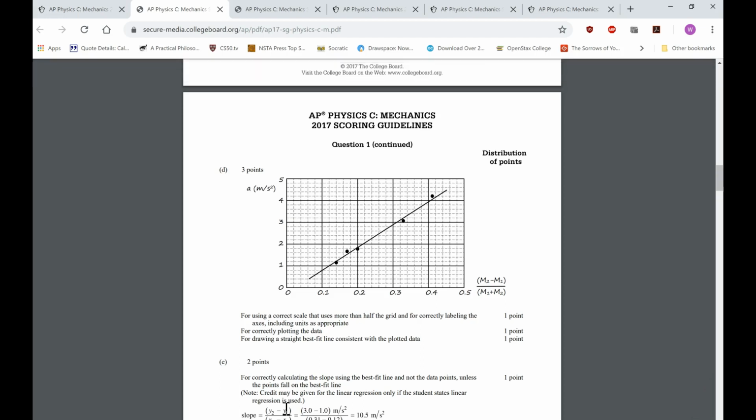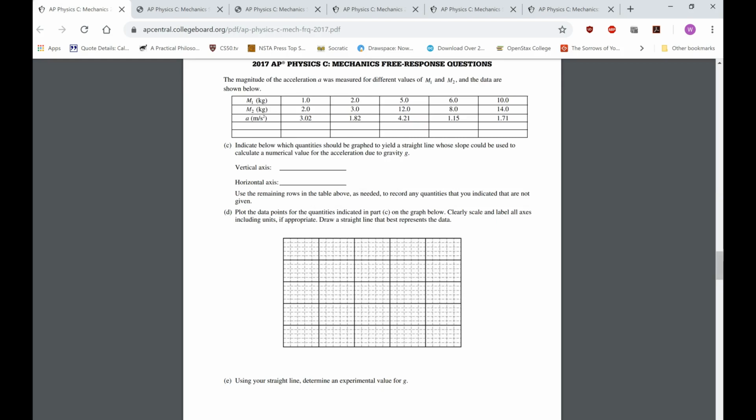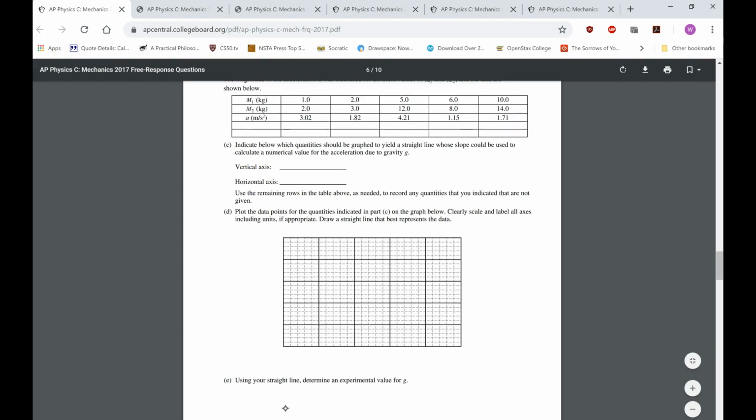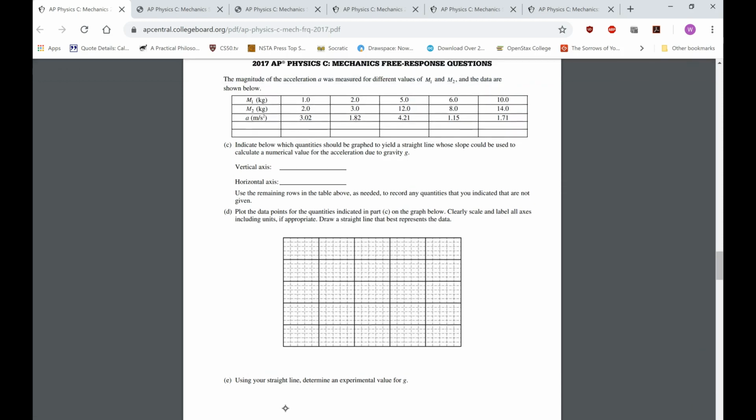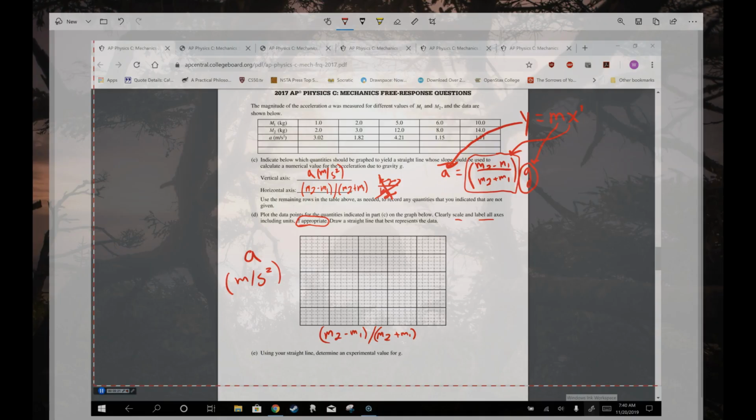For correctly plotting the data, and for drawing a straight best fit line consistent with data plotted. So remember to plot your points and then draw a line of best fit that goes through the middle as much as possible. One key thing, notice they've given you space here to calculate new things. It says use the remaining tables as above as needed to record any quantities. Now, it takes a long time to punch in (m2 minus m1) divided by (m2 plus m1) unless you use a graphing calculator. So this is another time to highlight.